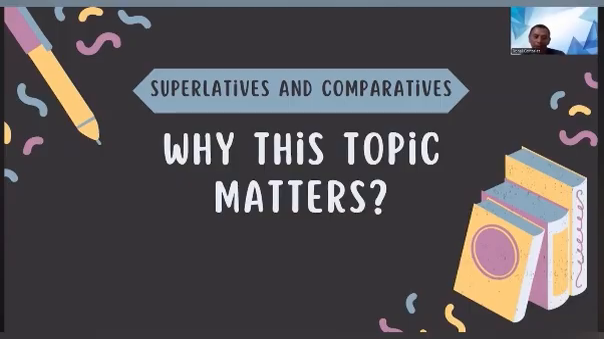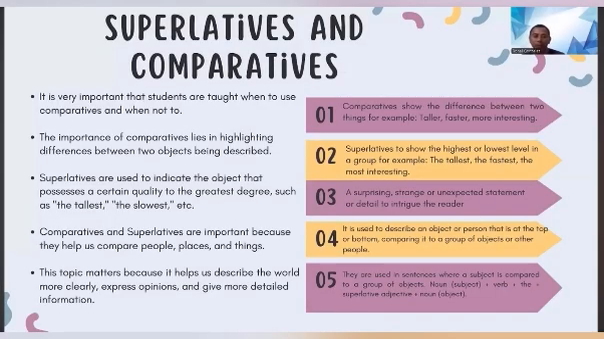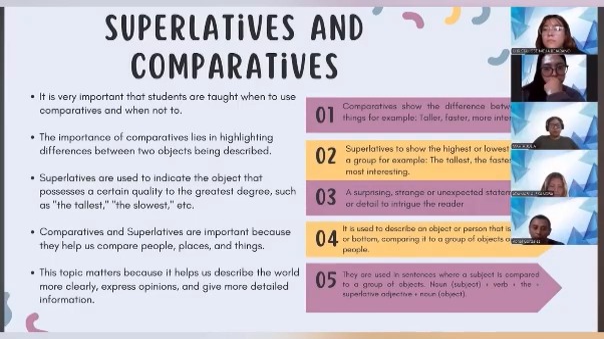Okay, today we are going to talk about superlatives and comparatives. So, why does this topic matter? Superlatives and comparatives are very important for students, to show when to use comparatives and when not to. The important thing is that the superlative is the highest level and the lowest level when describing something, an object, or people. The superlative indicates that something possesses a certain quality to the greatest degree, such as the tallest, the slowest, etc.